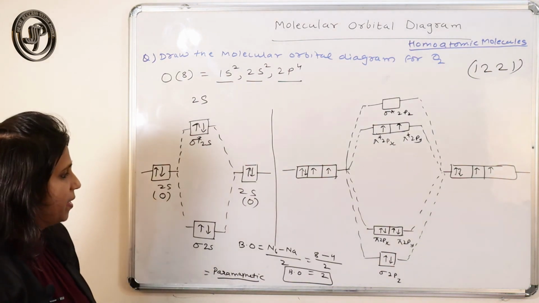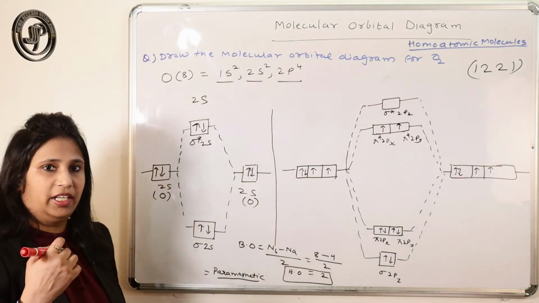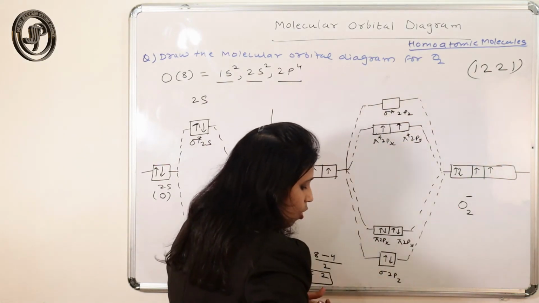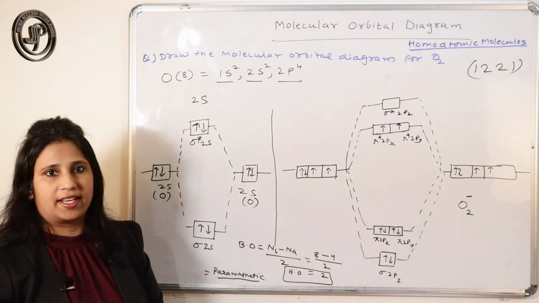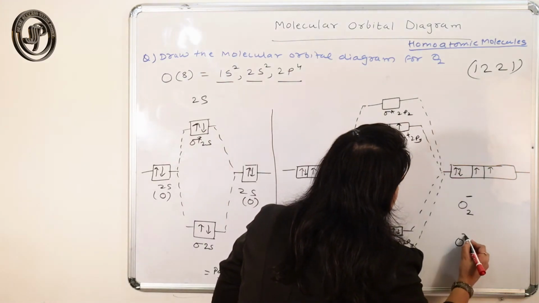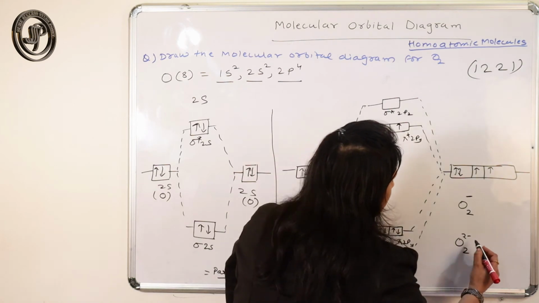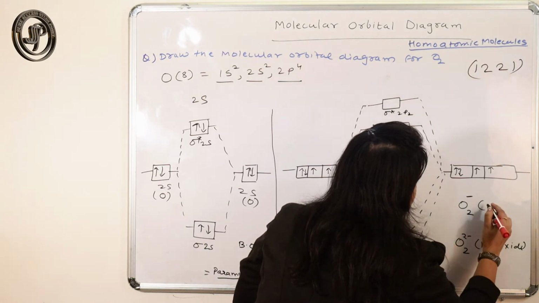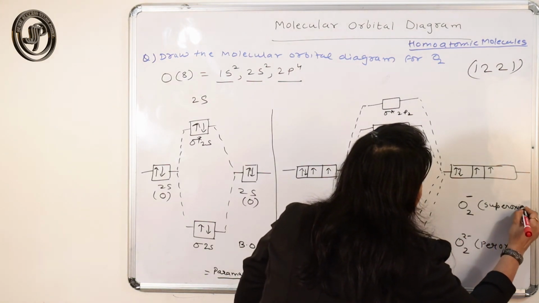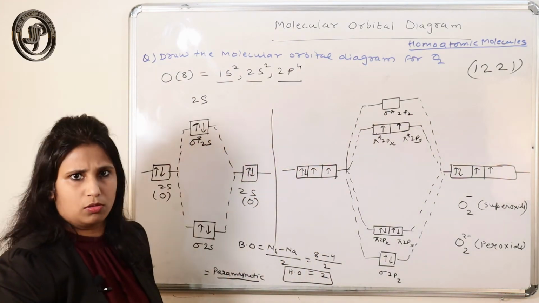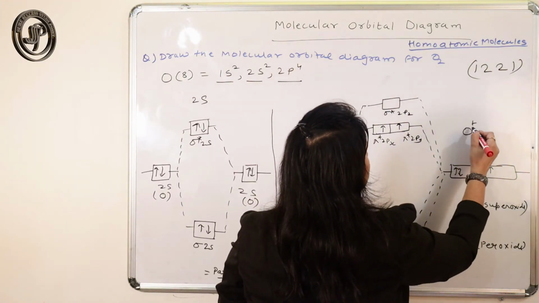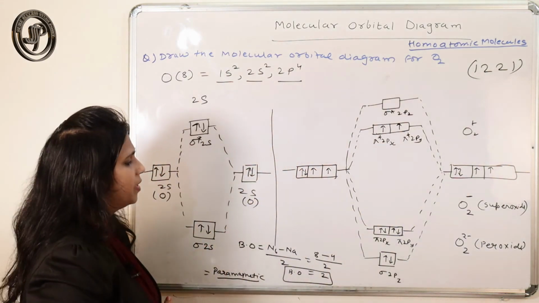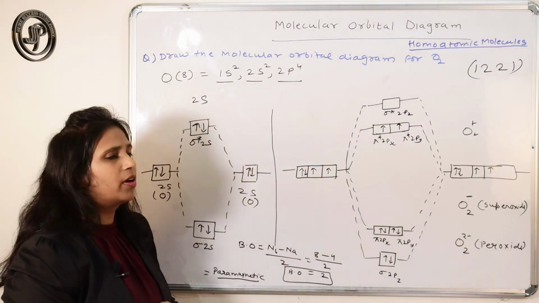I'm just telling you, if it is asked for an ion, like O2 negative, that is the superoxide ion, and O2 2 negative is the peroxide ion. It can also come for O2 positive. So for that, how can you predict the bond order and the stability? It is stable because NB is greater than NA.